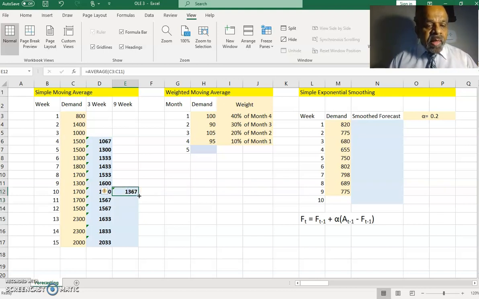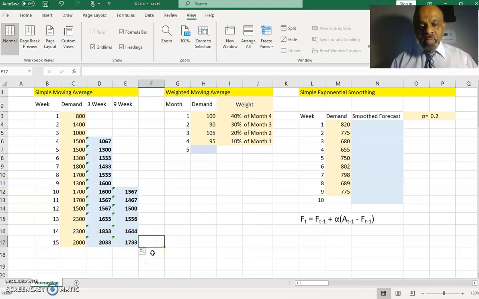Similarly, I can copy and paste it, and I can see that the 9-week moving average for week 15 is 1733, while the 3-week is 2033. We really don't know which is accurate here, because even though I've taken the 9-week average, it could include the seasonality, trend, randomness, whatever it is. So we really don't know. It's pretty inaccurate when we talk about simple moving average.